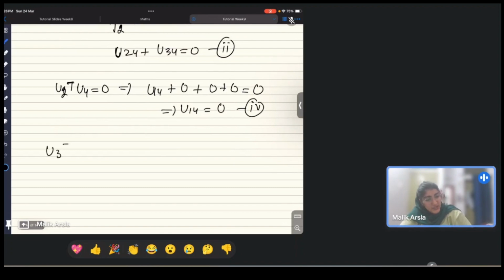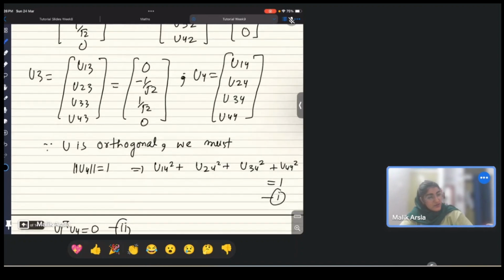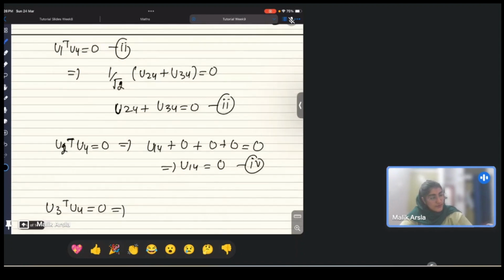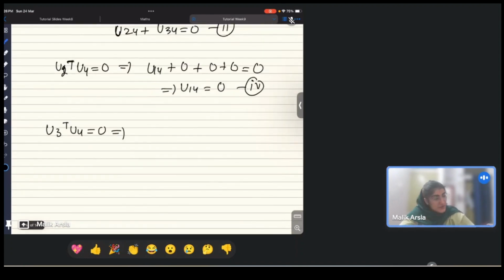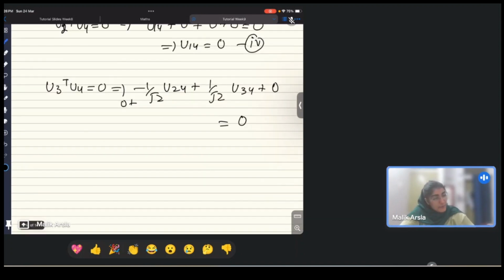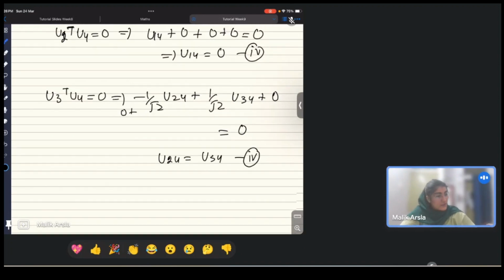And the third is U3 transpose into U4 is equal to 0, which implies, okay, U3 transpose here. So it will be first entry 0, second entry will be minus 1 by root 2, and here it will be U24 plus 1 by root 2 into U34, and the last is also 0. The first one is also 0. So it will be 0, and from here we get U24 is equal to U34. This is basically our fourth equation. This is third.